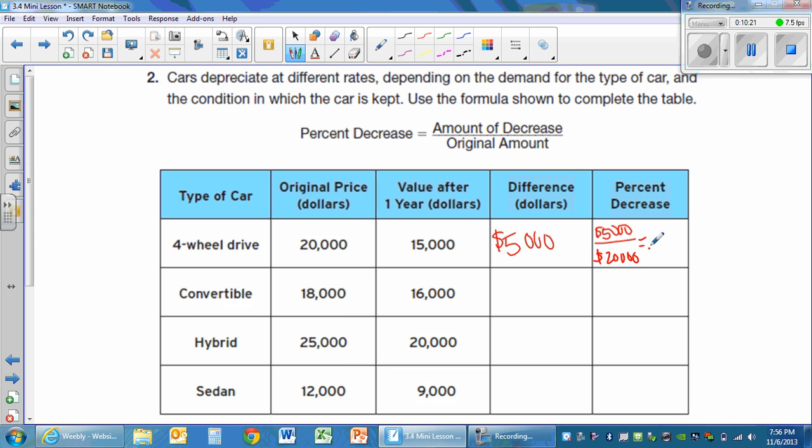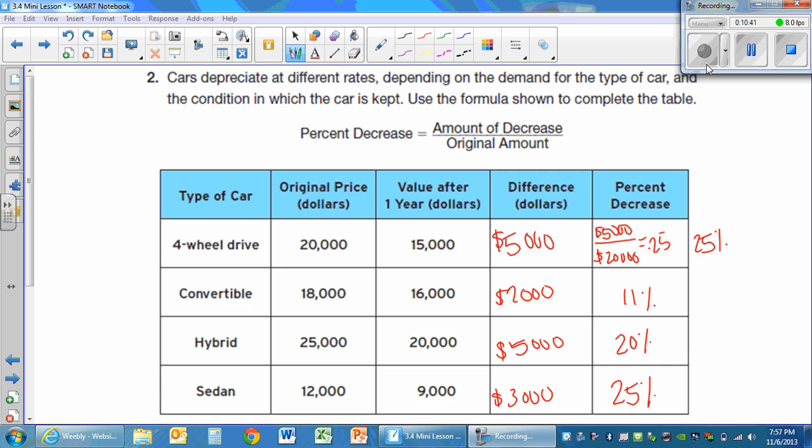And we should get 0.25. But same thing as with percent increase, we want a percentage, so we need to move our decimal twice, and we should get 25%. Go ahead and try the next three, and when you're done, press play. Okay, here are the rest of your answers for the percentage of decrease table. Again, if you need to go through and fix anything, please do so before you move on. If you're ready to move on, you can answer questions 3 through 6.